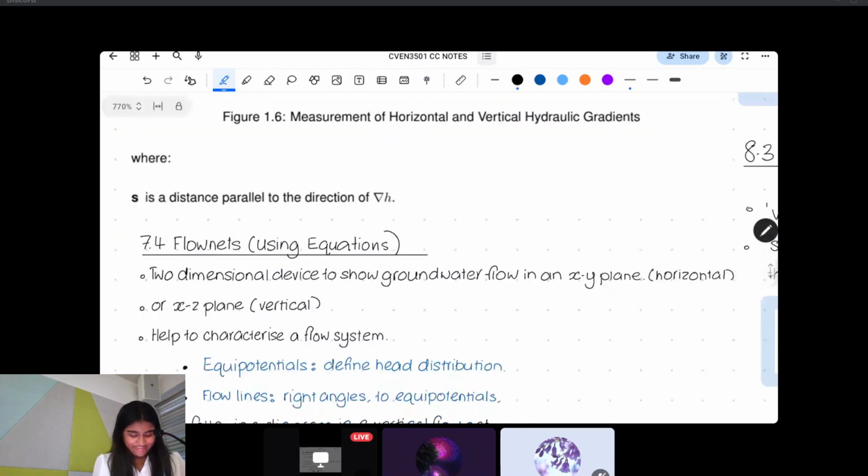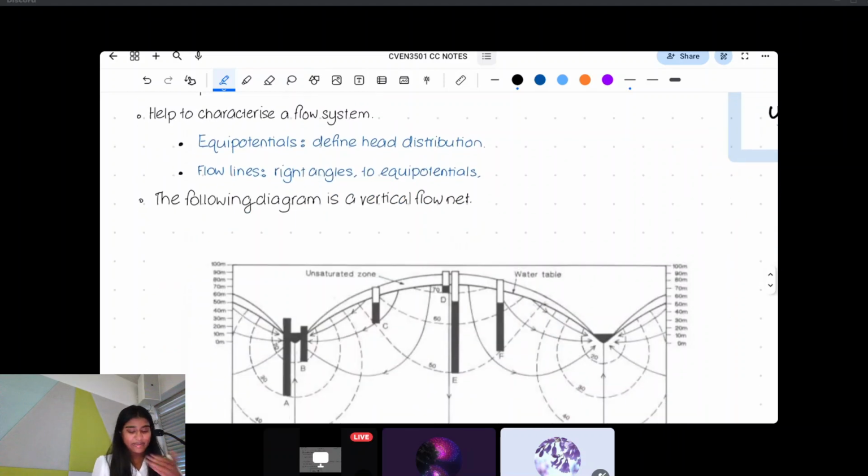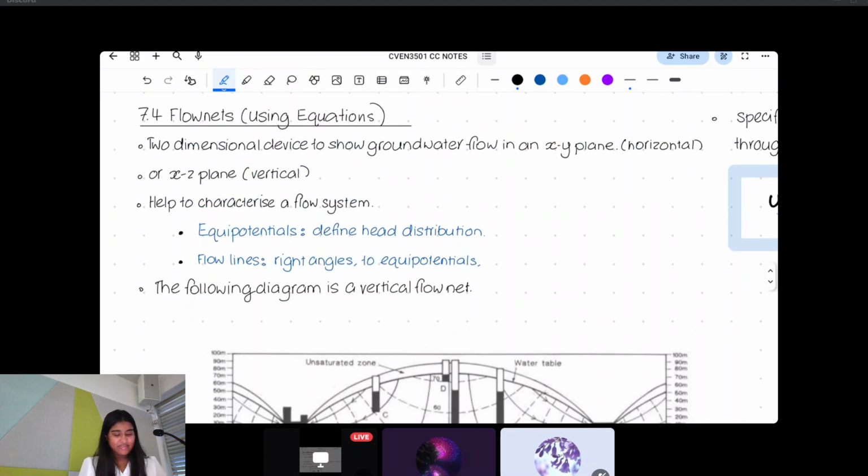Okay. Now we're going to go through flow nets. So if you've done soil mechanics, you'll know what a flow net is. But if you haven't, that's okay. They're not too bad. It's a two-dimensional diagram that shows the flow of groundwater on an XY plane, or an XZ plane if you're looking at vertical flow or change.